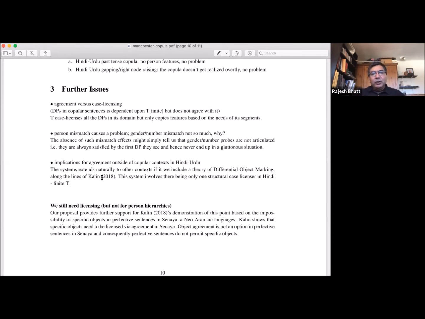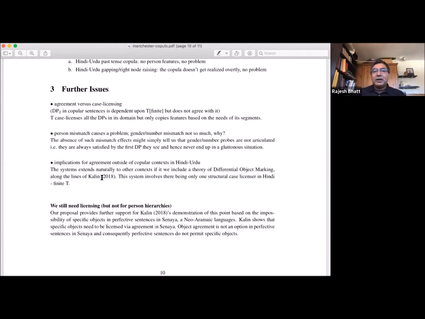Okay, so to conclude, we still need licensing, but not for person hierarchies. So in a way, we agree with Kuhn and Kaine that you don't actually need to talk about person licensing in order to handle hierarchy effects, but you can't completely get rid of licensing requirements. And what we have found here offers support to a very interesting demonstration made by Laura Kalin in her 2018 syntax paper on differential object marking.